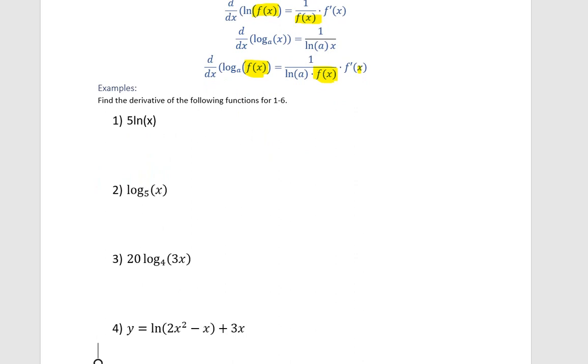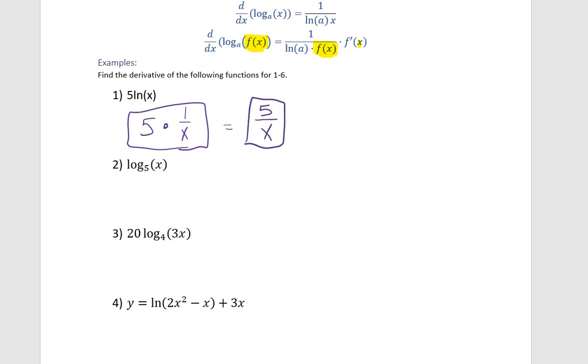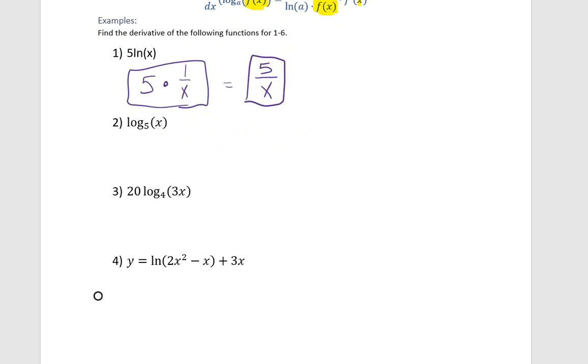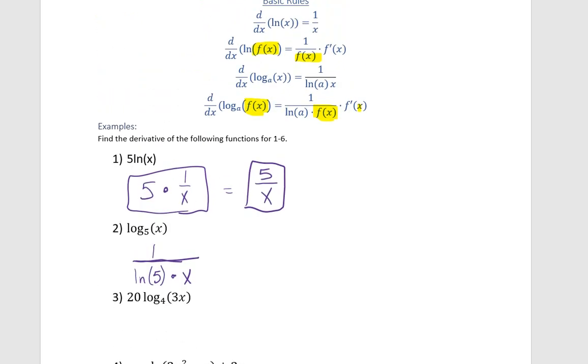So first, the derivative of this guy is going to be 5 times the derivative of the natural log of x, which is 1 over x. That's your answer. You can also rewrite it as 5 divided by x. Same thing. All right, the next one, log base 5 of x. So that's going to be 1 divided by the natural log of 5 times x. All right, and that is using this rule right here.